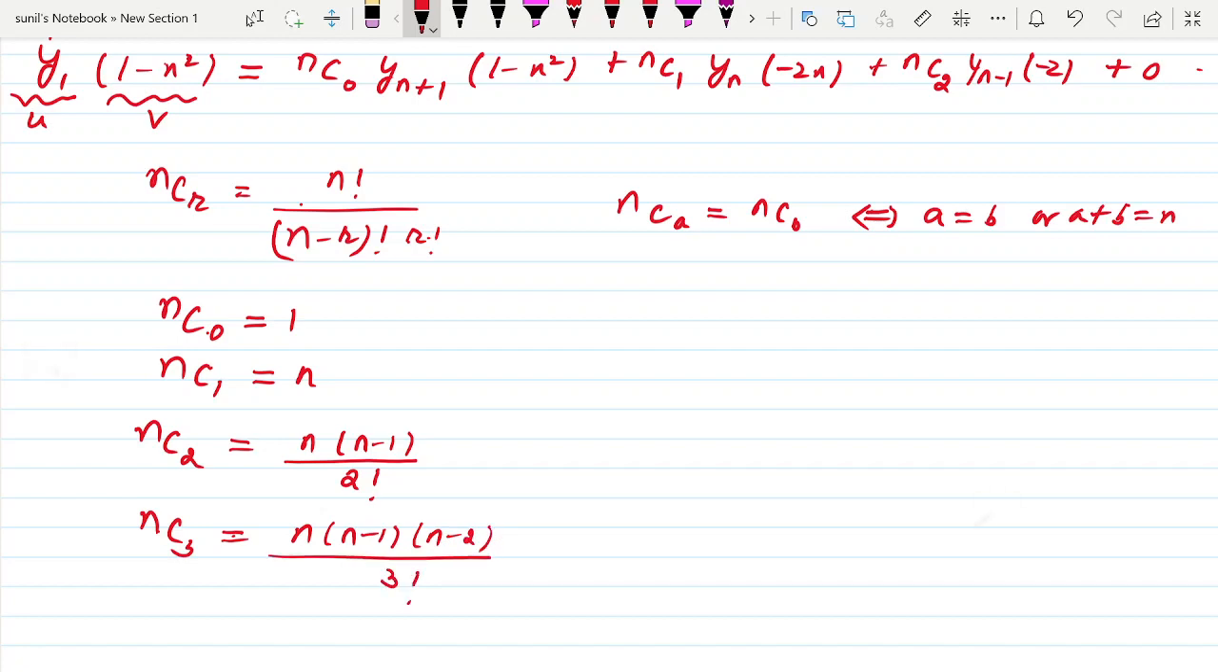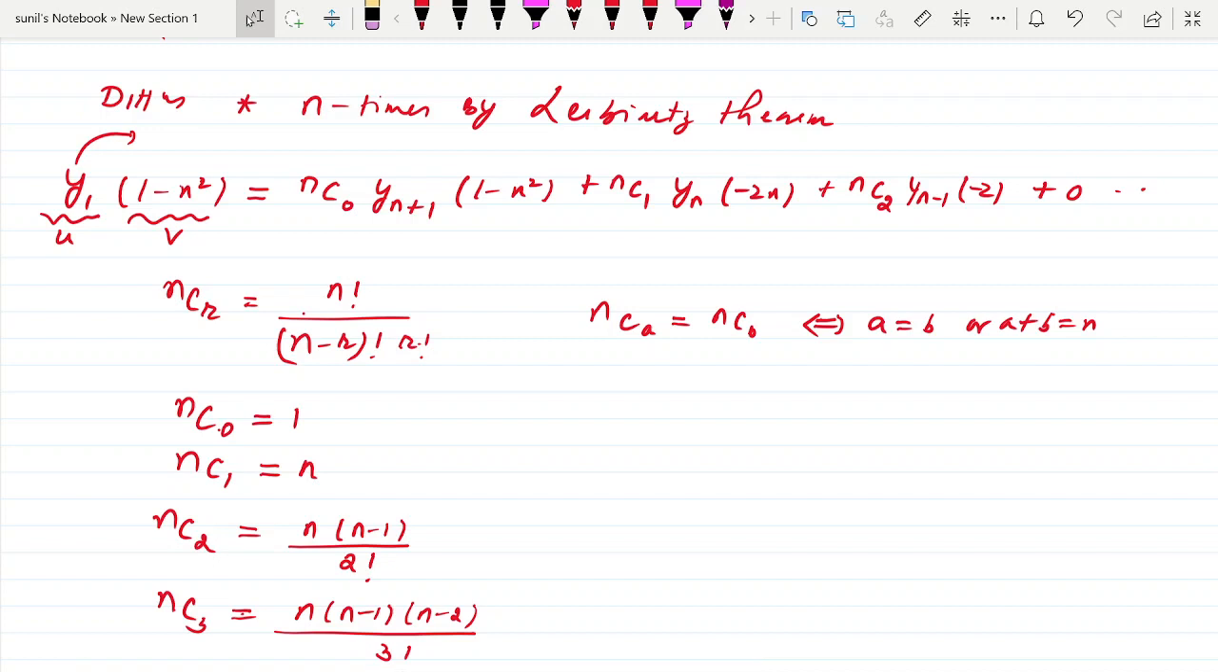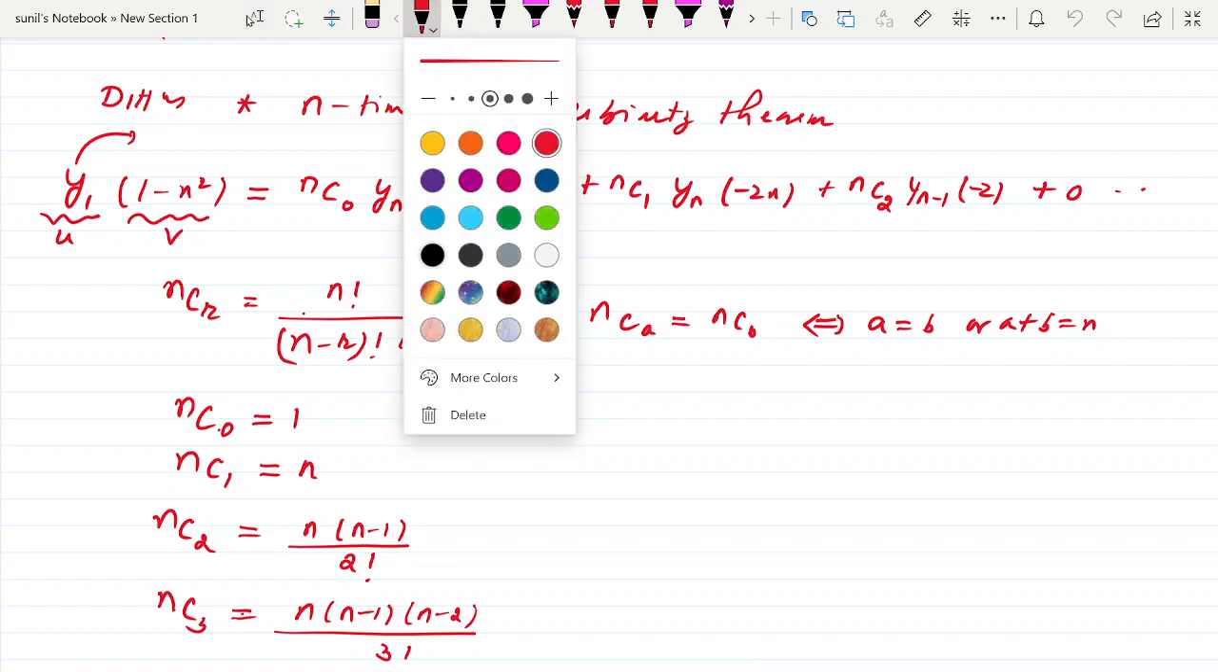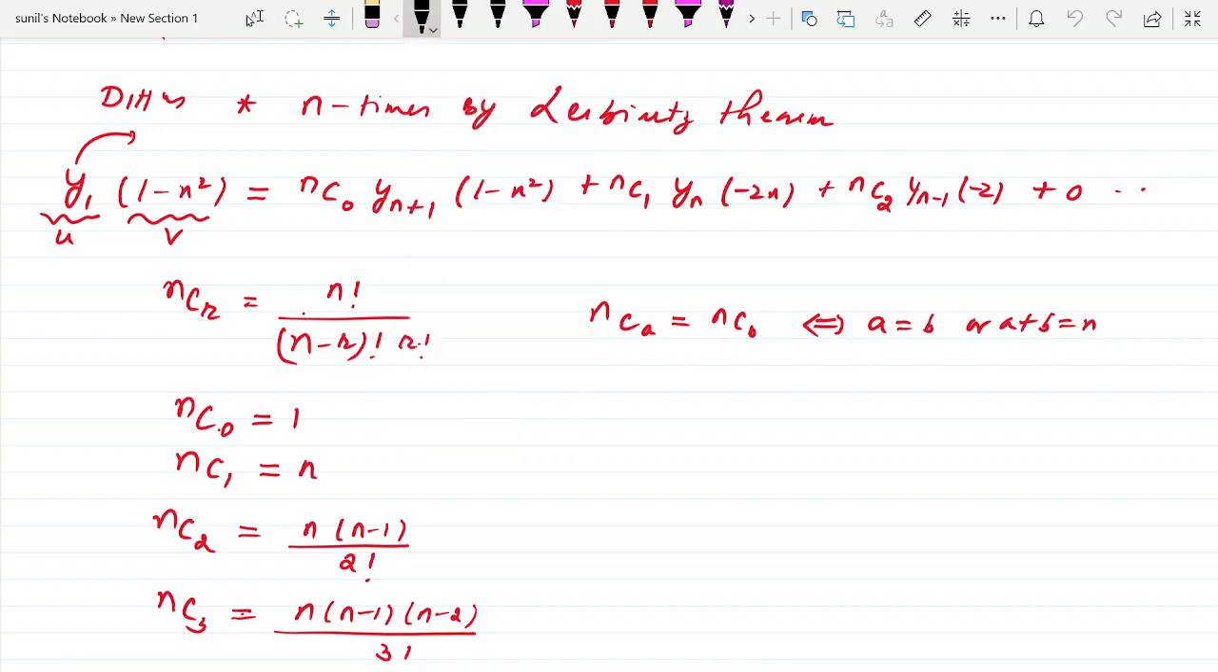Now let us apply this. If I apply here, see what the calculation will become. nC0 is 1, so it is y(n+1) into 1 minus x square. nC1 is n, so it is minus 2 times nx into yn, and this is nothing but n into n minus 1 over 2 into minus 2.